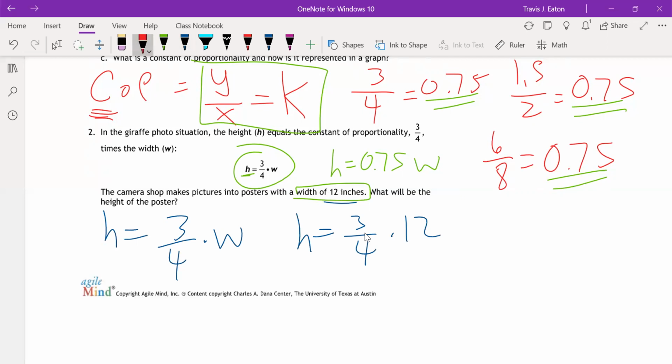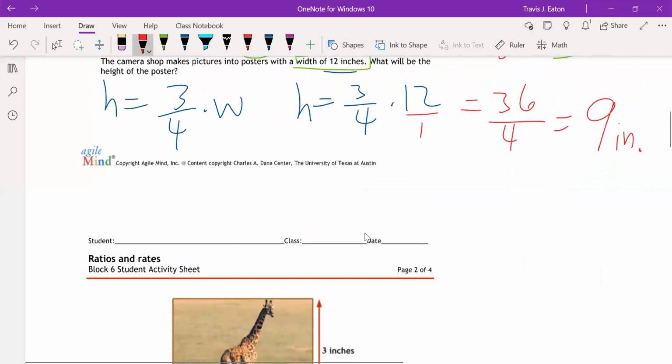Now, if we want to simplify that, we multiply: 3 times 12 is 36, 4 times 1 is 4, and 36 divided by 4 is 9. So the answer to our question, what will the height of the poster be, is that it will be 9 inches high if the poster is 12 inches wide. Because 3/4 is our constant, we multiply that by the width to get the height.